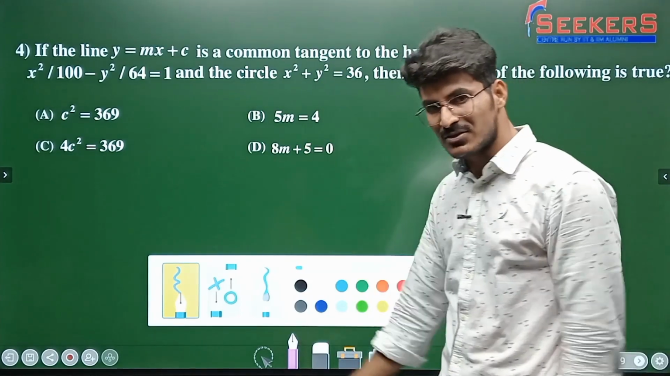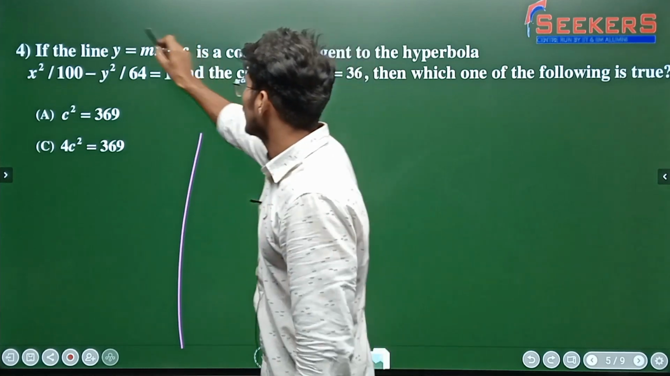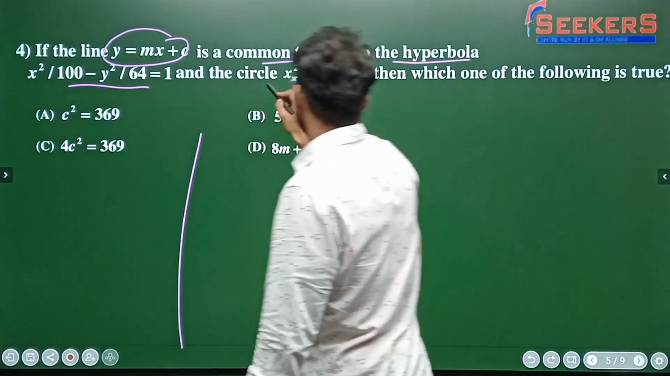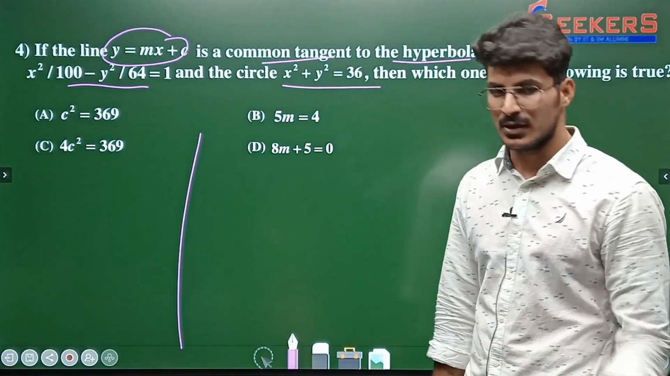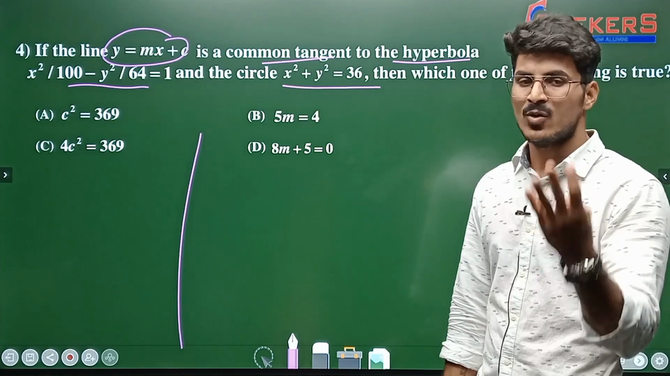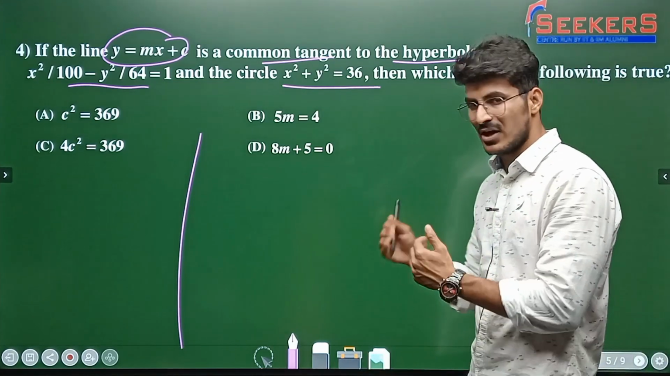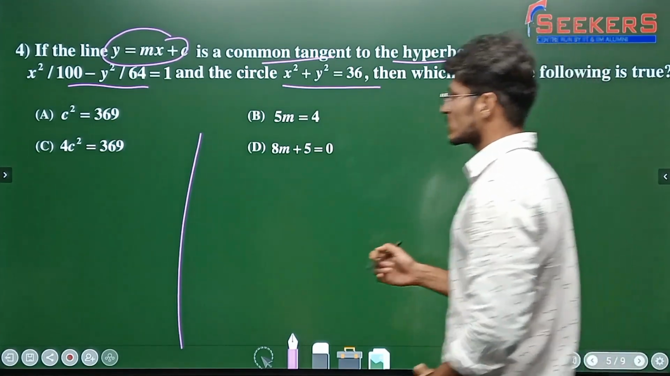I'll solve like 70% of the question. So the rest 30% you have to make it. Alright. So y is equal to mx plus c is a common tangent to the hyperbola and the circle. So common tangent we have been solving throughout this conic. In circles we solved, in parabola and ellipse, and now also we are solving. So it is not a difficult question, we have already been solving it in every video, you can just go through that. So I'll just give you a hint.